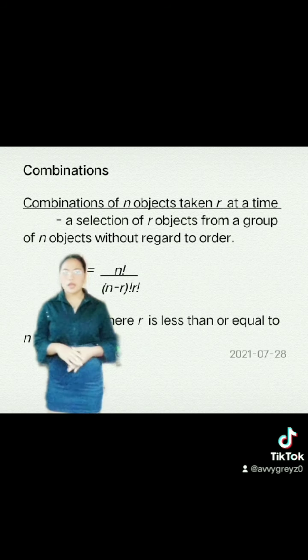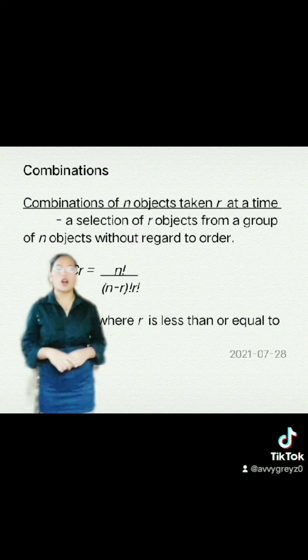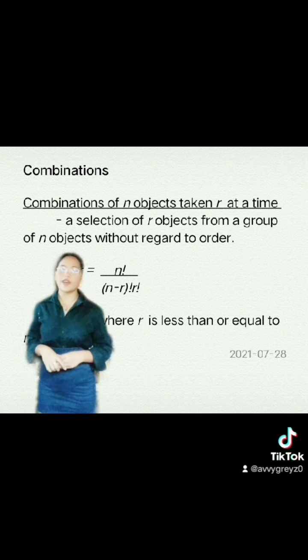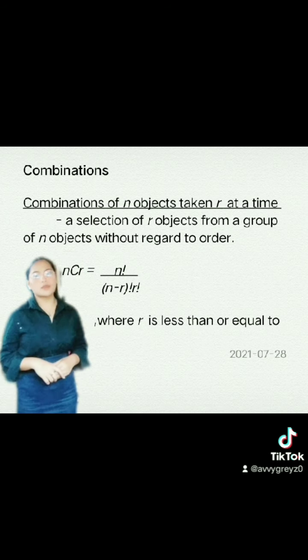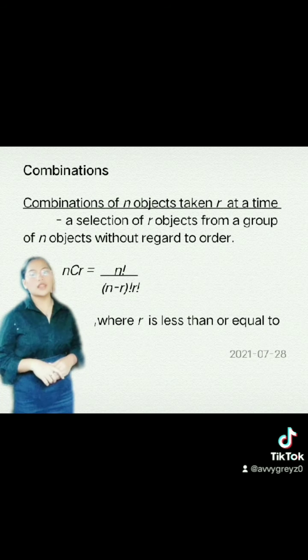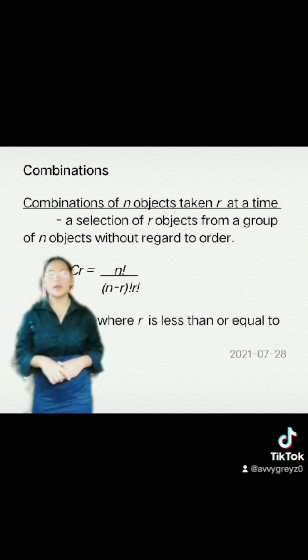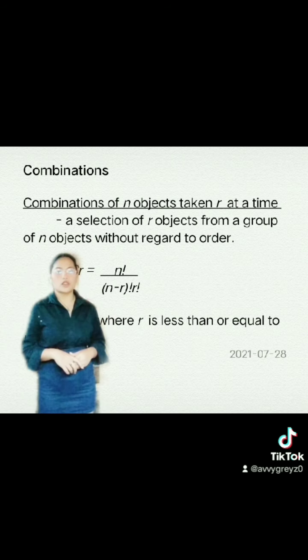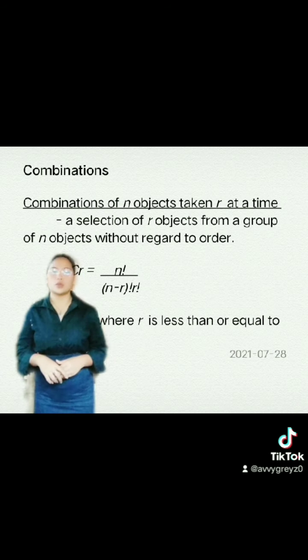Combination. Combinations of n objects taken r at a time is a selection of r objects from a group of n objects without regard to order. So the formula is nCr is equal to n factorial over n minus r factorial times r factorial, where r is less than or equal to n.